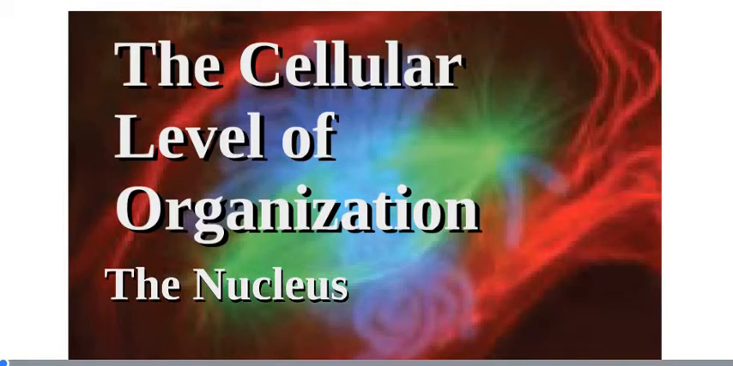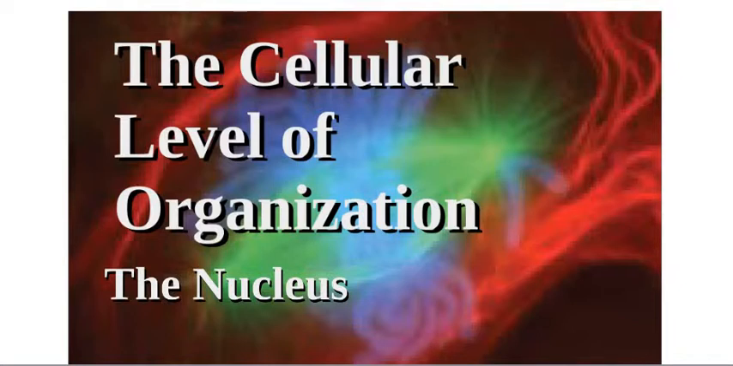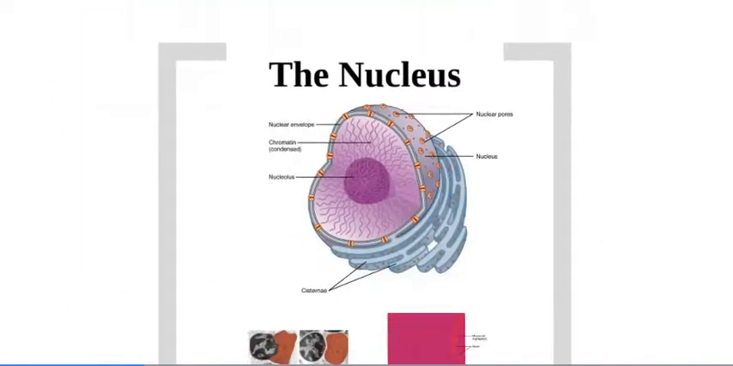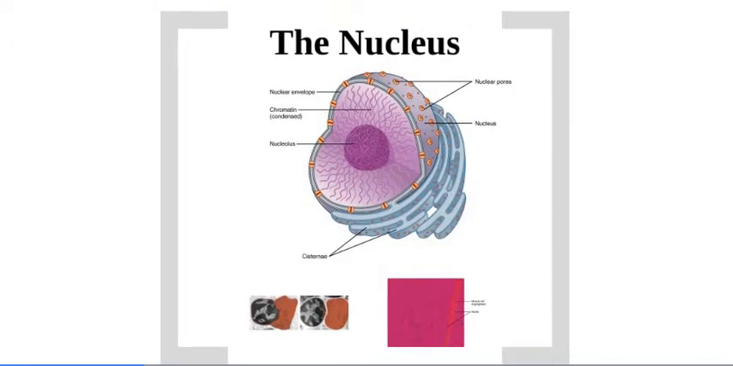This is the third part of the Cellular Level of Organization chapter material. This is concentrating on the nucleus. The nucleus is an important aspect of any cell in our body. It is the location where all of our genetic material is stored, the DNA in the form of chromosomes.